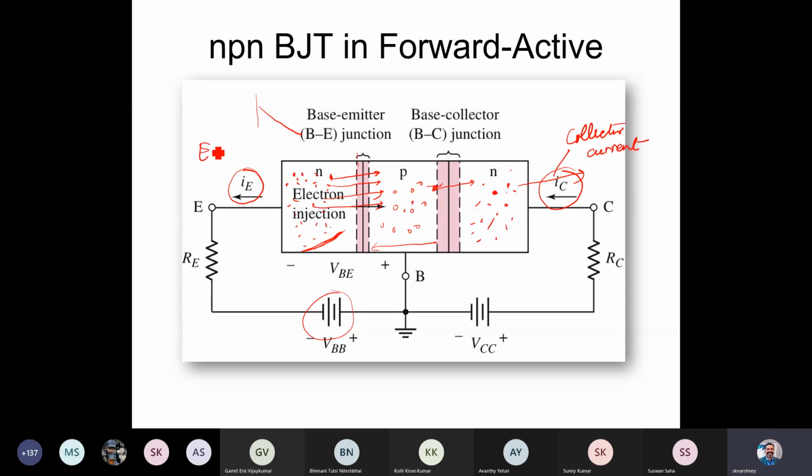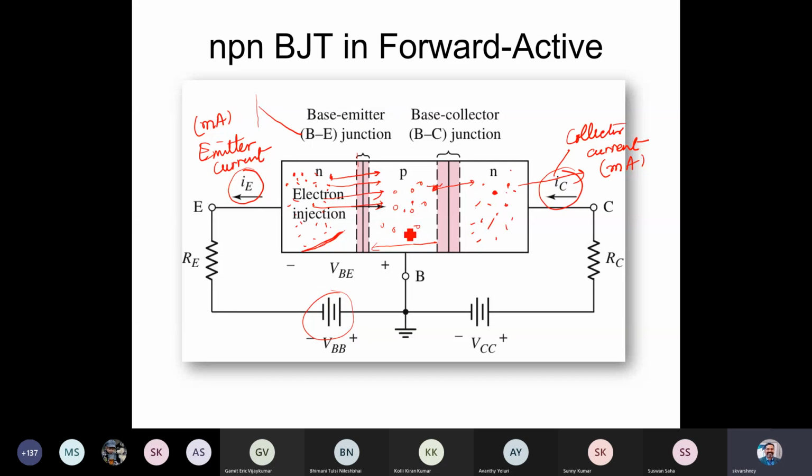And this component we call the emitter current. Now, we have a third component of current as well. Basically these are of the order of milliamperes.